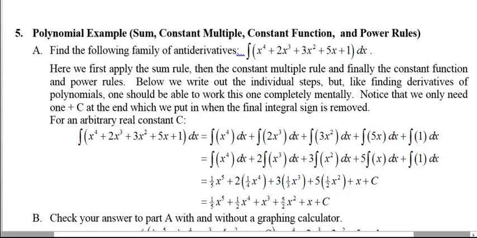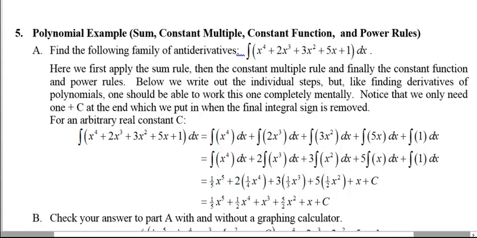Next, the power goes up to 3, and multiply by 1/3, the power is 3, and the coefficient is 1. The next one, the power goes up to 2, multiply by 1/2, that becomes 5/2 for the coefficient. Once you get a constant term, you just multiply it by x. That's our constant function rule, or linear differentiation rule. And then, of course, you always have the plus c.